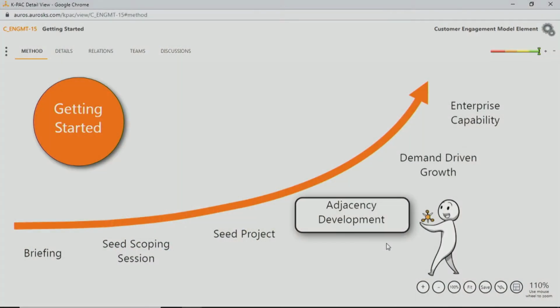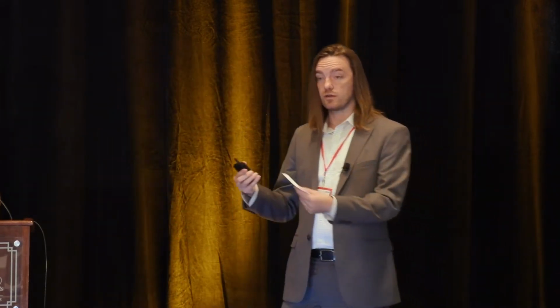So an adjacency development is going to be additional seed projects. When we run those internally, we'll run multiple seed projects in parallel. Once one production footprint has been rolled out, we've got word of mouth. People are starting to communicate about the positive aspects of a system. But as that's happening, we're also starting to develop or plant more seeds in adjacent areas.